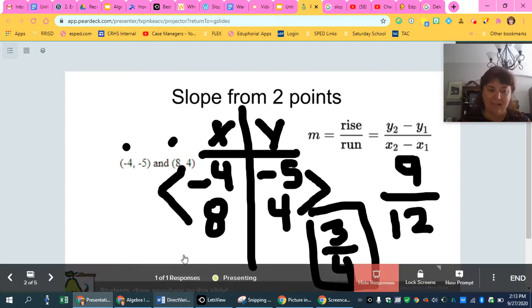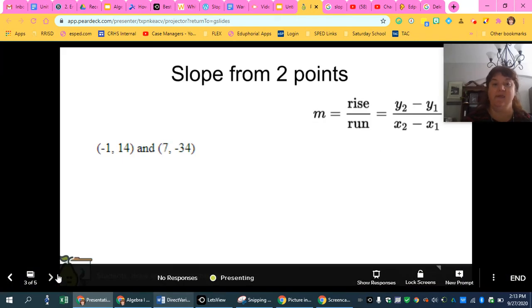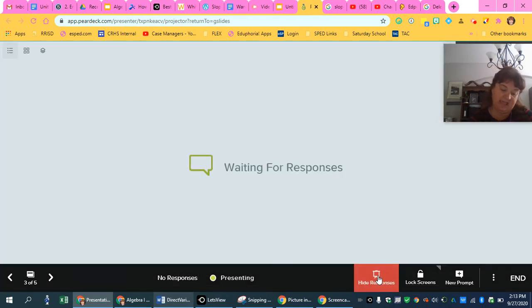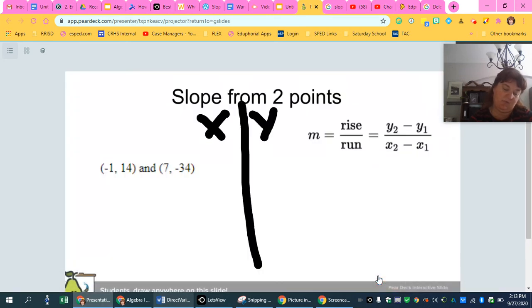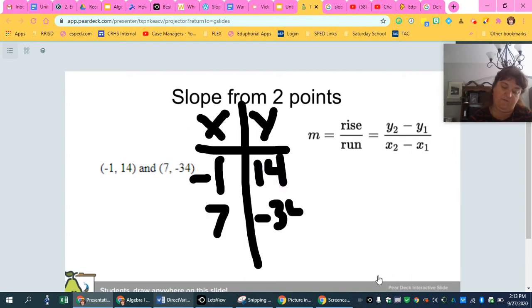Okay, let's do another one. Here we go. I have this set of points and I have this set of points. Okay, and I am going to, first thing, make a table. So here's my table. And then I'm going to just plug in my points. -1 with 14 and 7 with -34.